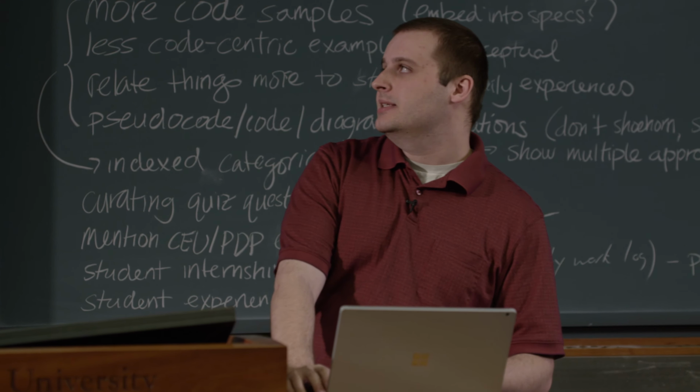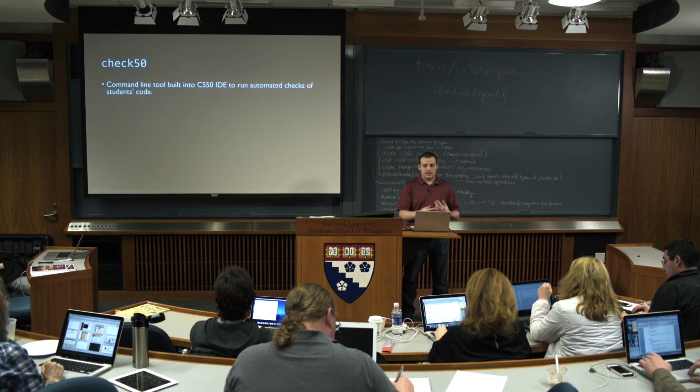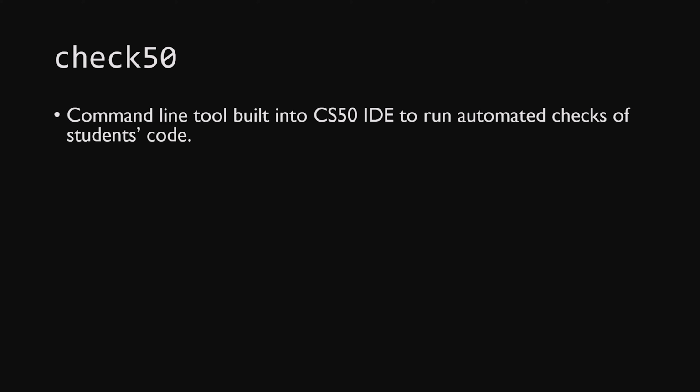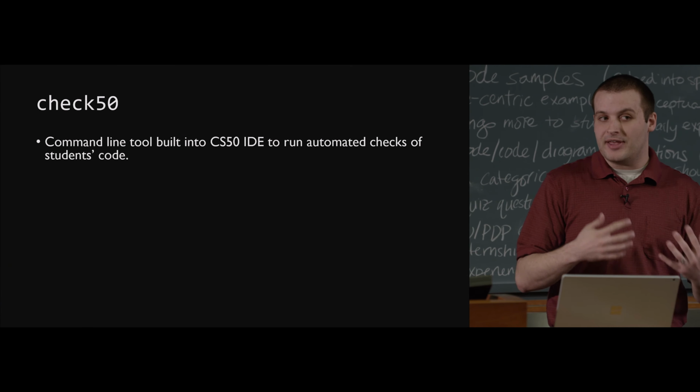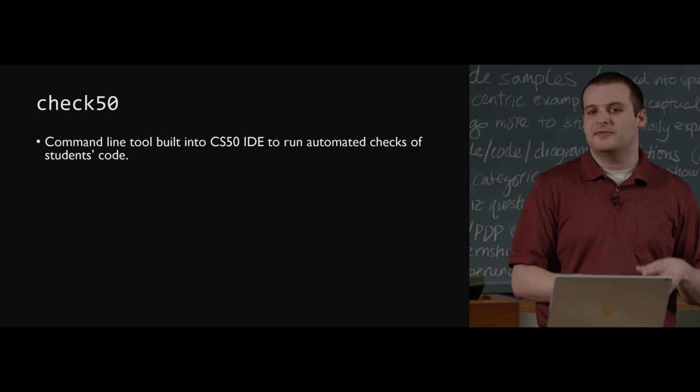So to help with correctness, we provide students with a tool called Check 50. We talked about this yesterday. So Check 50 is a command line tool. It's built into CS50 IDE to run automated unit tests or automated checks of students' code that we write. As I mentioned yesterday, we're in the process of revamping this tool right now to also allow you to write your own unit tests for your own problems if you want to supplement.